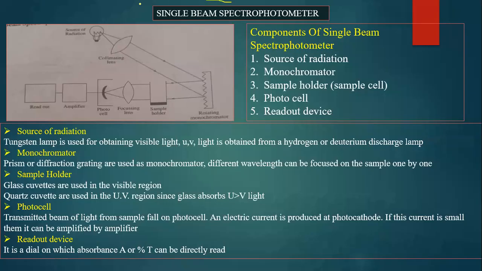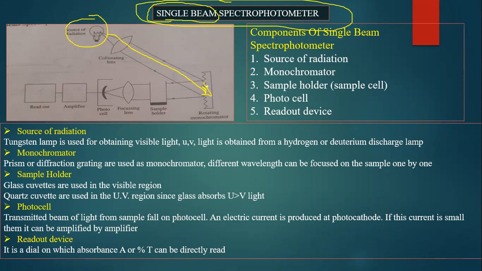Now we'll see the single beam spectrophotometer. The name itself indicates there is a single beam of light coming from the source of radiation. That passes through the collimating lens, and that comes to the monochromator. That may be your prism or diffraction grating, but here the picture is of a prism. From there it passes to the sample. The polychromatic light gets converted to monochromatic light, and that passes to the sample.